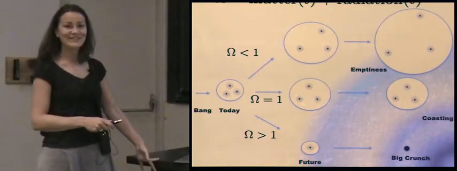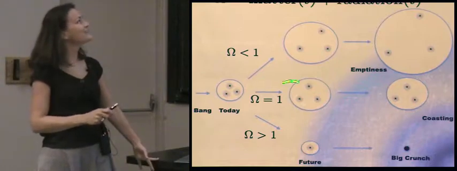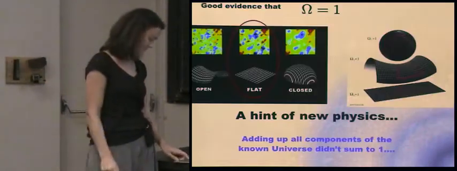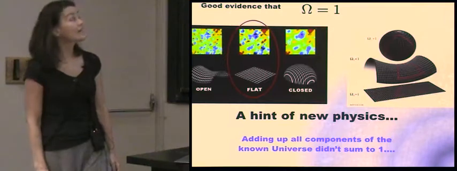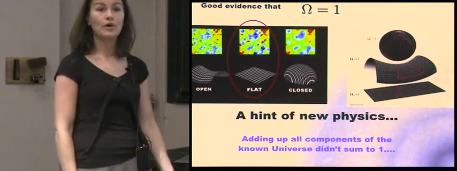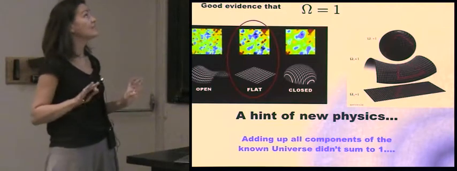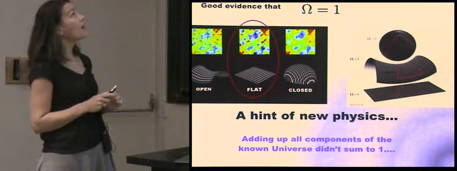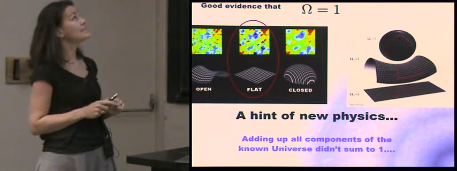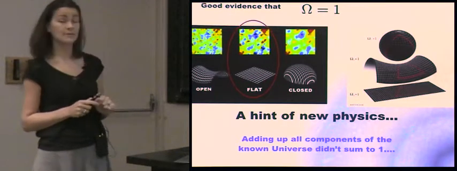So, fortunately, we don't live in a Republican universe. Fortunately, omega is equal to 1. There is good evidence that omega is equal to 1. This is all pre-dark energy now, before we have the evidence for dark energy. Our evidence that omega total is equal to 1 comes from the cosmic microwave background.